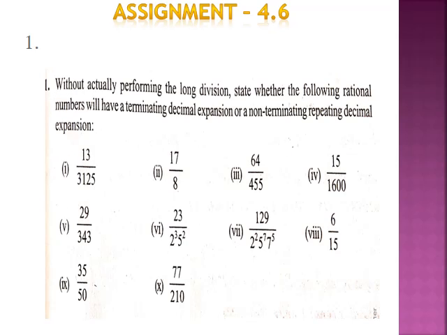So here is a small assignment for you. Without actually performing the long division method, state whether the following rational numbers will have a terminating decimal expansion or a non-terminating repeating decimal expansion. What you have to do is convert the denominators into powers of 2 or 5, and if it is not so, they are non-terminating repeating. And if the denominator is of the form 2 raised to n into 5 raised to m, then the decimal expansion is terminating. So easy.